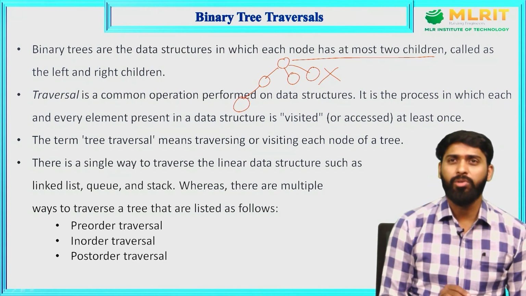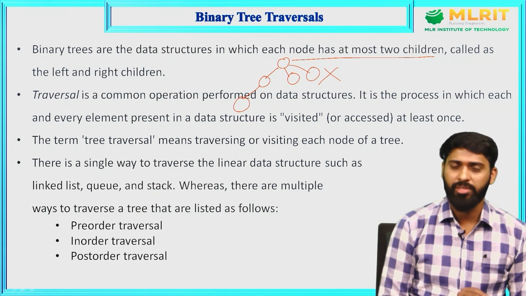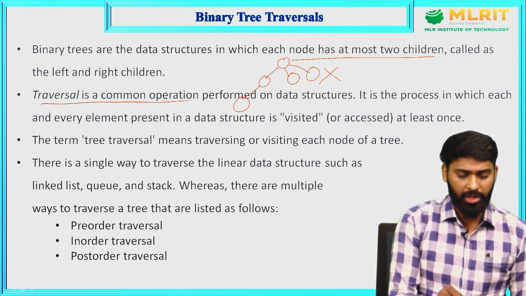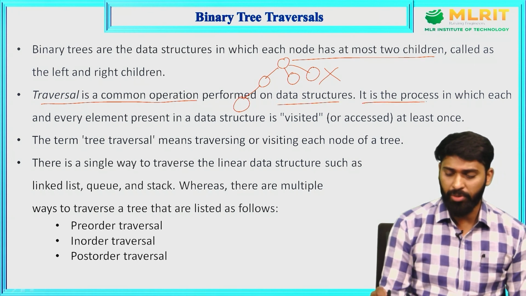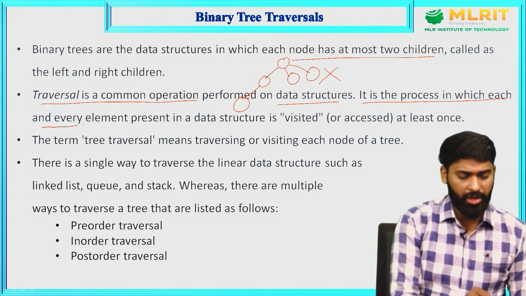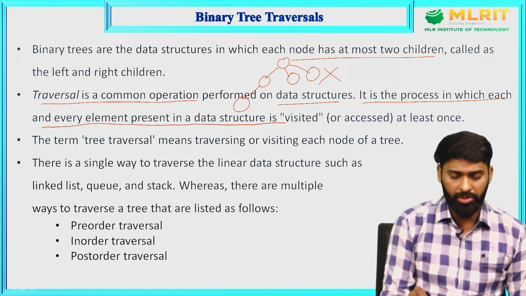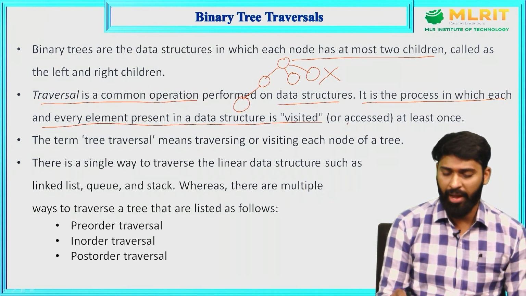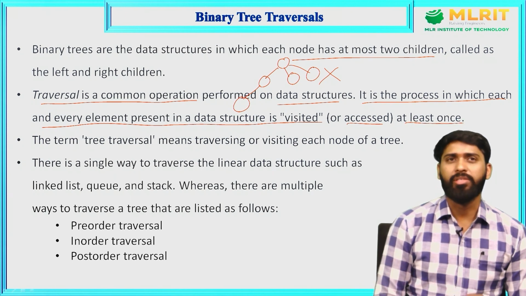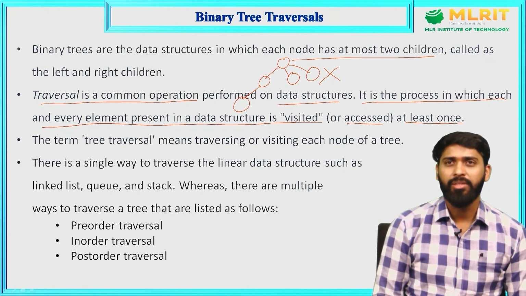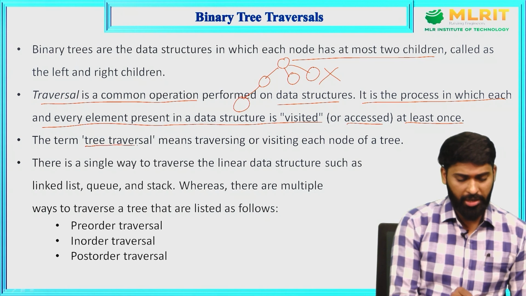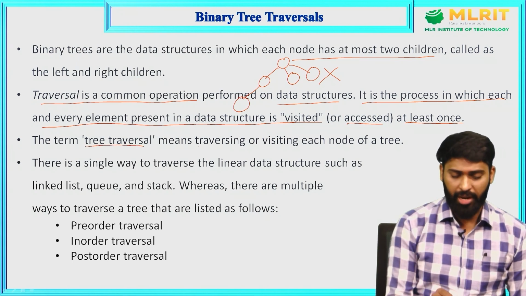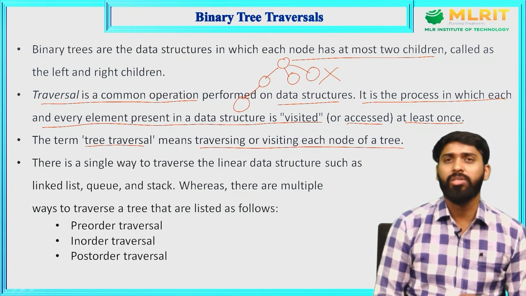Now, coming to traversal. What is traversal? Traversal is a common operation performed on data structures. It is the process in which each and every element present in the data structure is visited, that is, accessed at least once. So, traversal means accessing all the elements present in the data structure. Tree traversal means traversing or visiting each node of a tree.